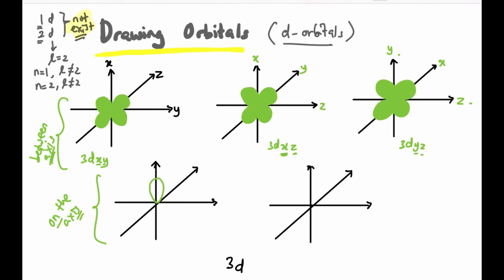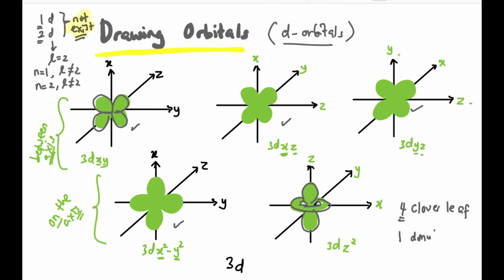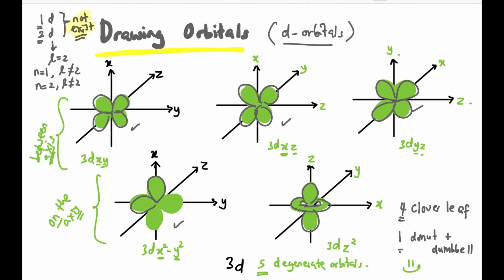Yang dua lagi di bawah ni adalah on the axis. Dia punya kelopak tu. So yang first one dia berada on the axis of x and y. Jadi nama shape dia 3dx² minus y². Dan yang paling special, yang last ni dia berada pada paksi z sahaja. So dia bukan membentuk 4 kelopak. Instead of that, dia membentuk 1 dumbbell dan 1 donut. Semuanya berada pada paksi z. So nama dia 3dz². Jadi overall daripada 5 shape ini ada 4 clover leaf dan 1 donut plus dumbbell shape. But they all are degenerate orbitals. 5 degenerate orbitals. Sama energy level dia.